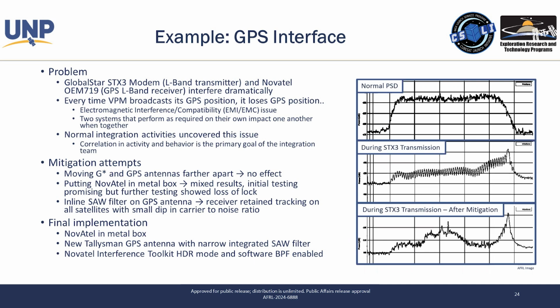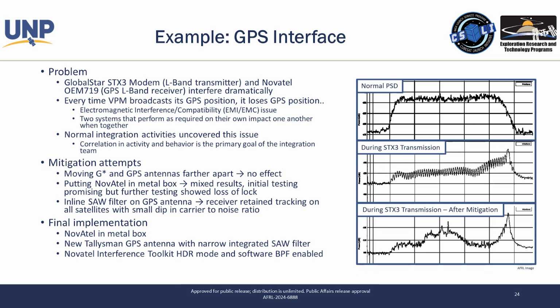Every time we used our radio to transmit the position of VPM, it would lose what that position was. It would break the GPS receiver lock on the constellation, and we would lose position. So a really difficult catch-22 there. I want to know where it is, but if I tell me, then I won't know. This is what's called an electromagnetic interference, or EMI, EMC issue, where those two systems performed exactly as designed and exactly as they were intended to when apart and under their component testing. But when we put them back together in the flat-sat config, we observed that one would impact the other.